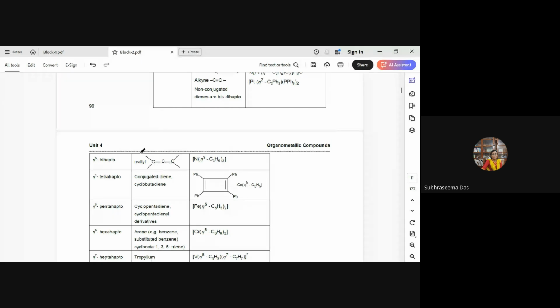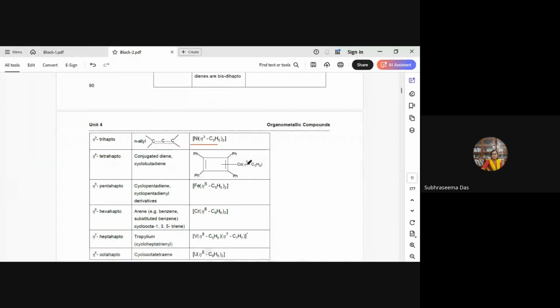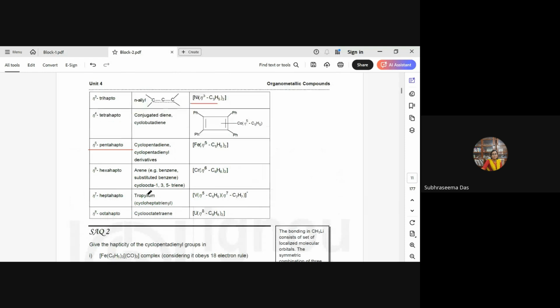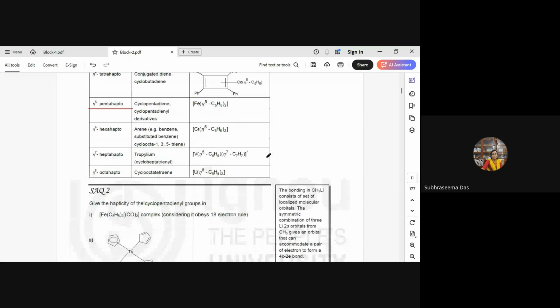Then trihapto, here hapticity is 3. Suppose for a cyclopentadienyl ligand, the hapticity is 5, so hence it is called eta 5, or we call it pentahapto. So similarly we can organize the different types of hapticity. And here, in this third column, we can see some of the common examples have been provided.